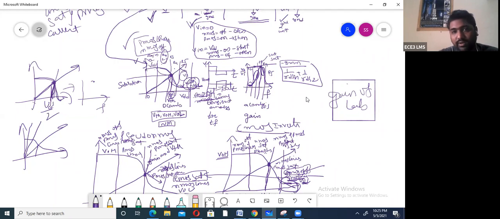So from the lab point of view, when you want to find the gain, while performing DC analysis, make sure that this is intersecting exactly at VDD by 2. If it is not intersecting, you can do sizing, or you can change the input biasing or supply voltage. Those parameters you can change, and make sure that it intersects exactly at VDD by 2. After that, you go for the AC analysis, then you will get the gain.